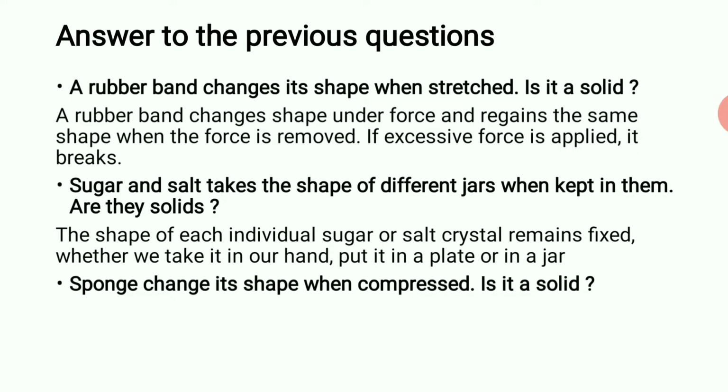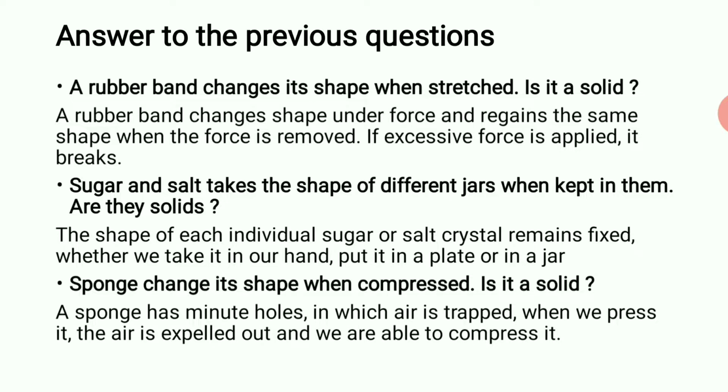The third question was, sponges are easily compressible, or a sponge changes its shape when it is compressed. So is it a solid? The answer is that a sponge contains minute pores in it. Those minute pores have air filled in them. When we compress the sponge, we are expelling out the air. That means the sponge does not change the shape, it just expels the air. When we remove the pressure, the sponge maintains its original shape. Therefore, sponge is a solid.